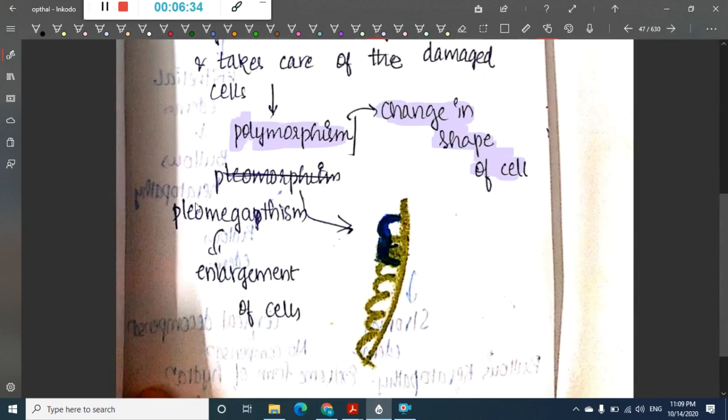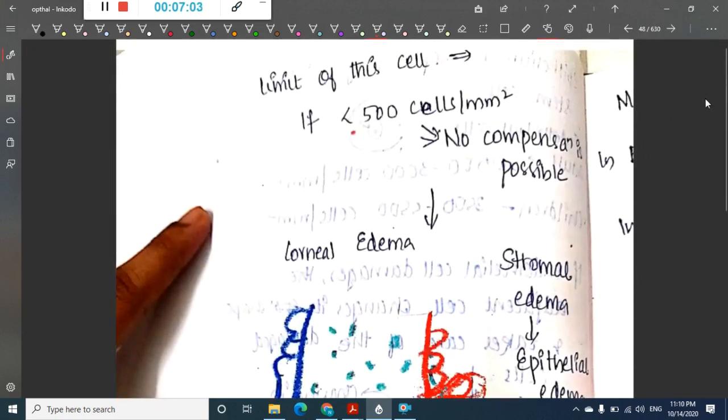In this polymorphism, pleomegathism will occur. That is, there will be enlargement of the nearby cell; the adjacent cell becomes enlarged. See, if one endothelial cell is damaged, the cell beside it starts to enlarge and changes its shape. That is called polymorphism. During this process, pleomegathism occurs. Pleomegathism is the increase in enlargement of cells.